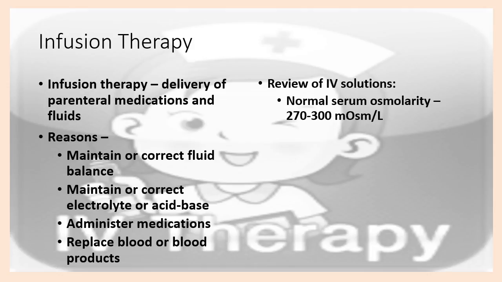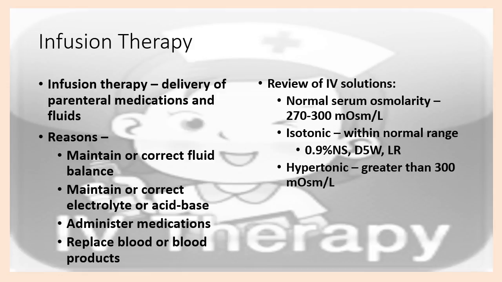Each IV solution is classified by its tonicity, aka concentration, and its pH. Tonicity is typically categorized by comparison with normal blood plasma as osmolarity. As discussed in Chapter 13, normal serum osmolarity for adults is between 270 and 300 milliosmoles per liter. Parenteral solutions within that normal range are isotonic. Some examples would be 0.9% normal saline, D5W, and LR.